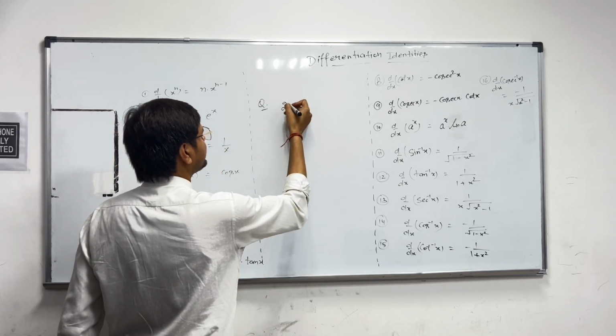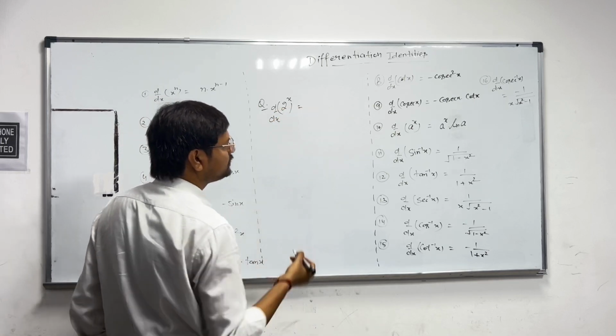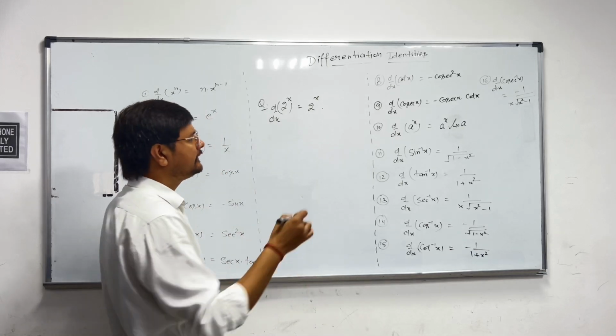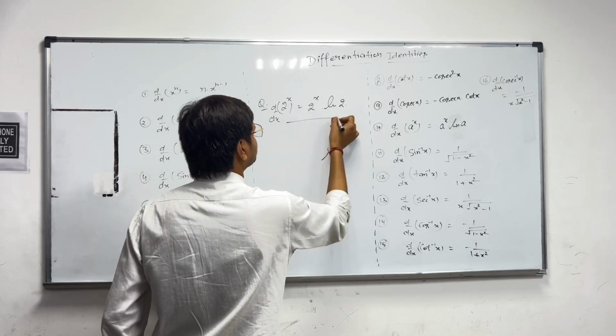Suppose 2 to the power x. If you want to differentiate 2 to the power x, how can you differentiate it? It will be 2 to the power x, the same, into ln of a. A means 2. Okay, so remember this.